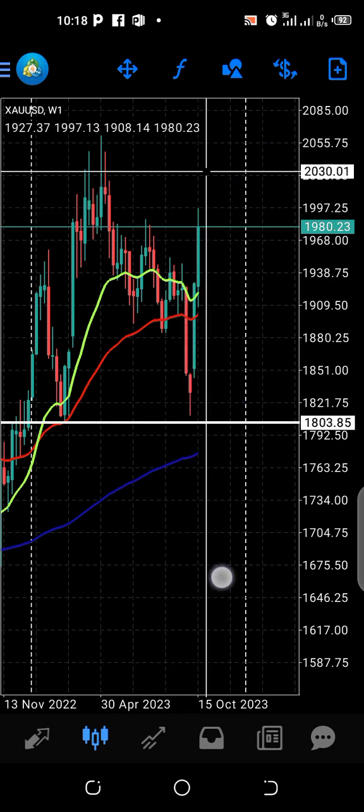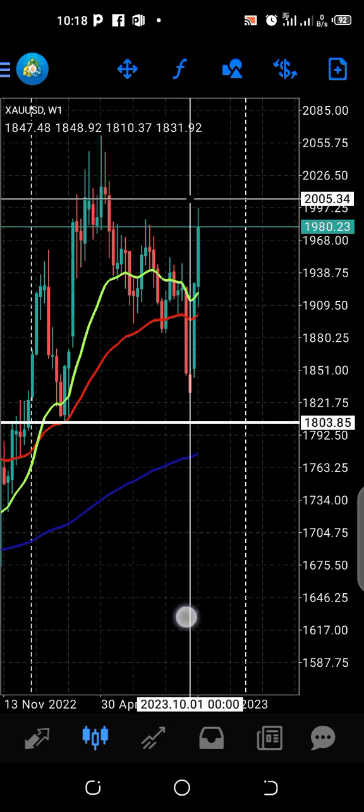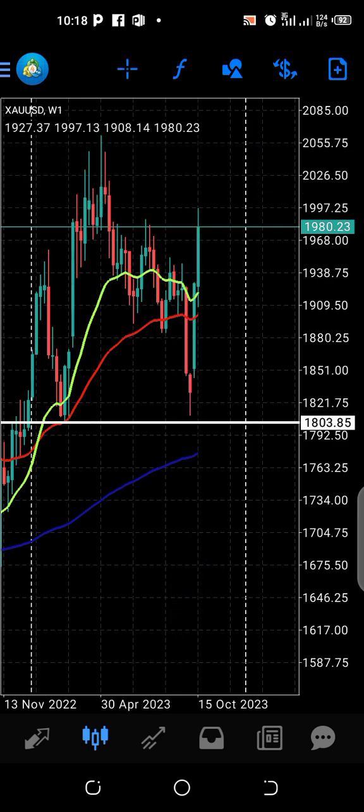So you have to be careful while trading this, but I'm going to stay out of this market for now and stick to the ones I'm very sure the move is certain. So that is that for this week.